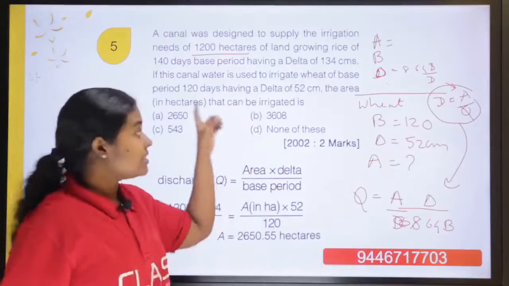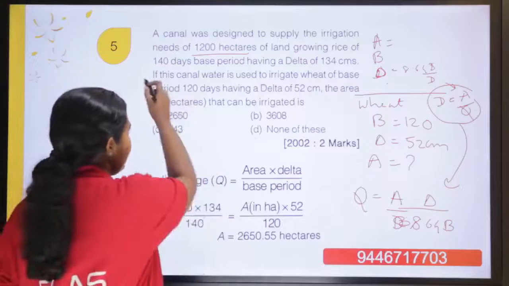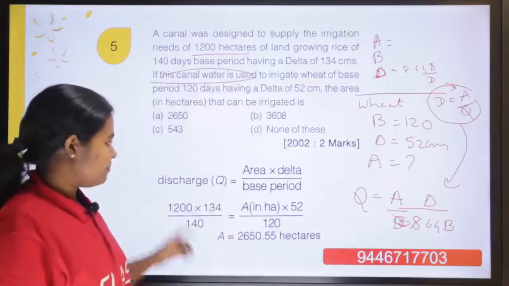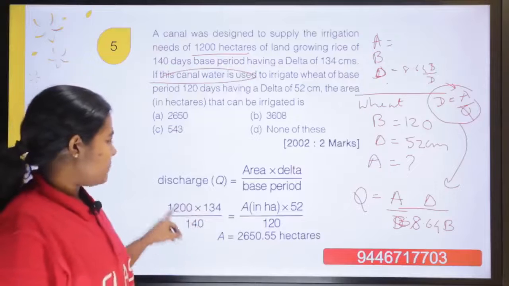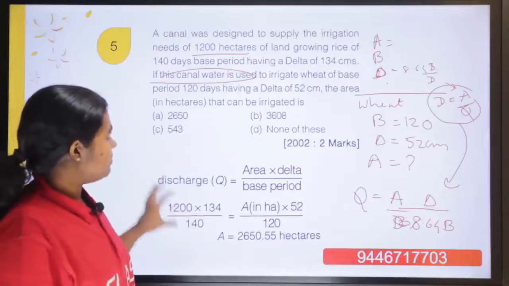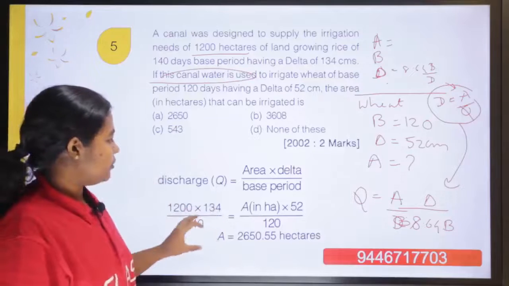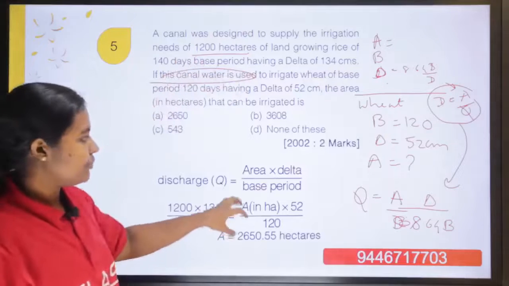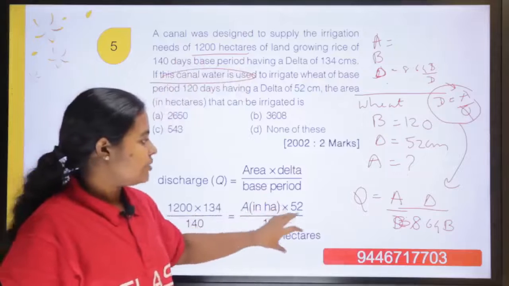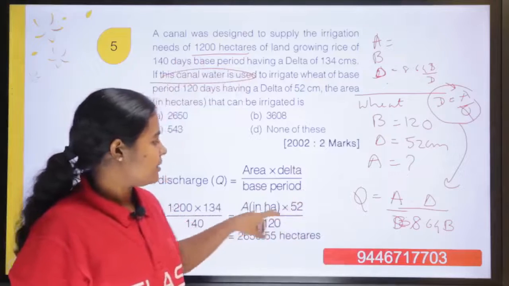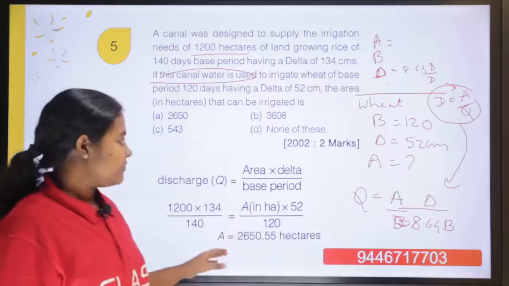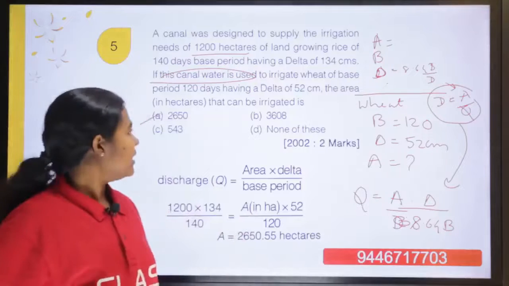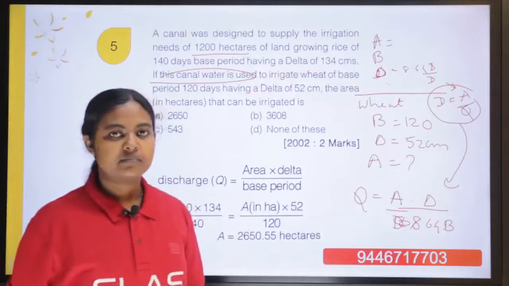Okay, it is especially mentioned that if this canal water is used, which means the same discharge is used. So discharge of both the cases is same. So area into delta by base period, that is area of the first rice crop is 1200 into 134 is the delta, divided by the base period, is equal to area of wheat crop, which we have to find out, into delta of the wheat crop, 52 centimeter, and base period 120. Once we solve, the answer will be 2650 hectares. Okay, so answer is A, 2650 hectares.